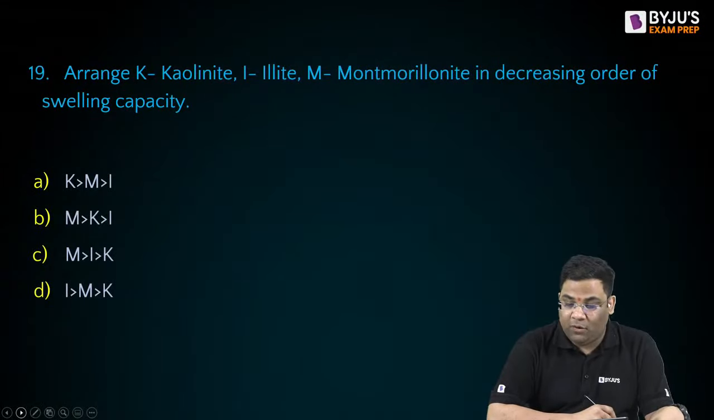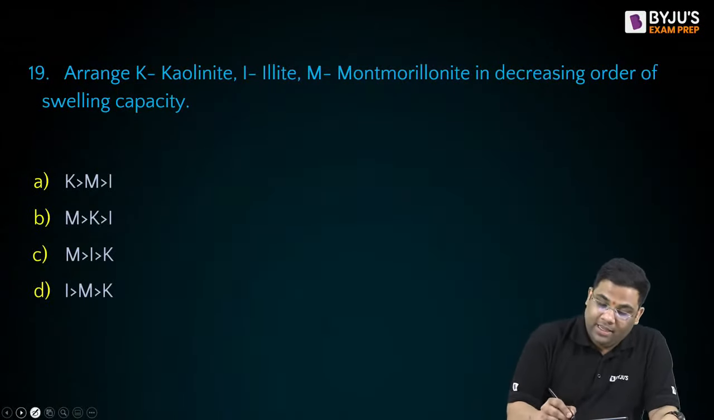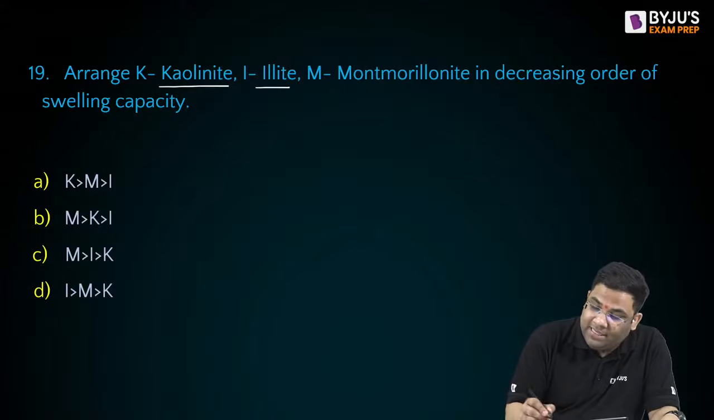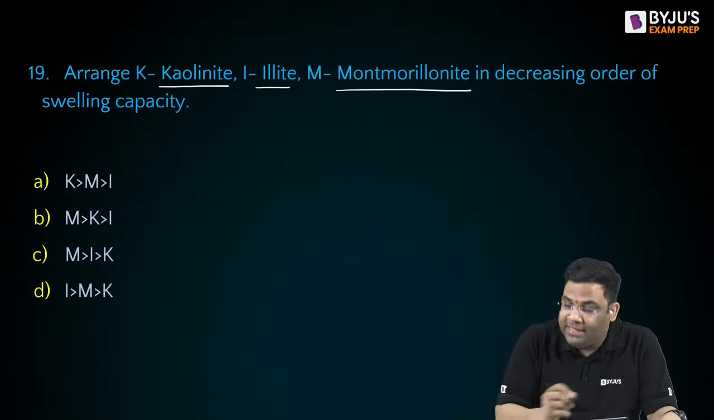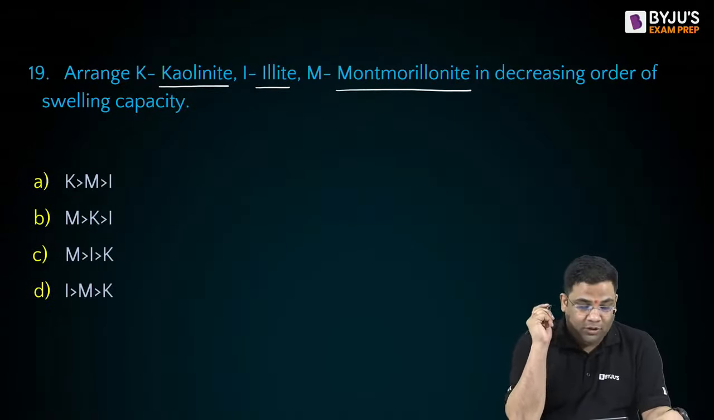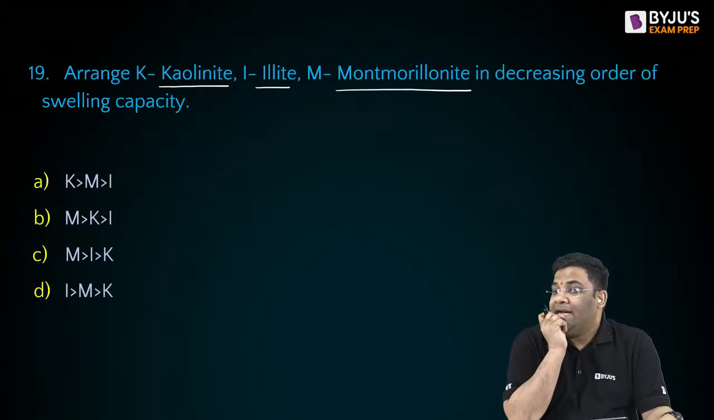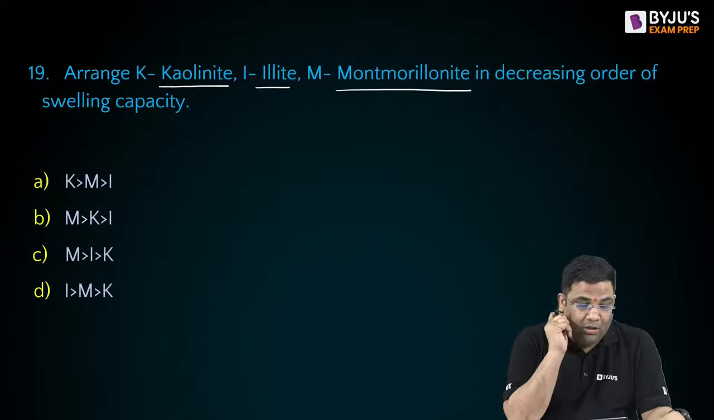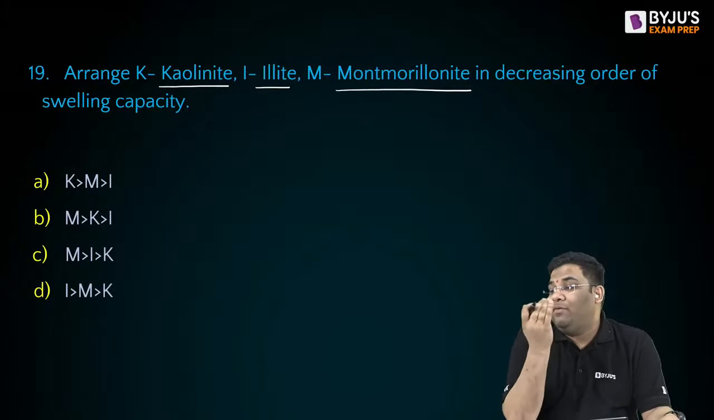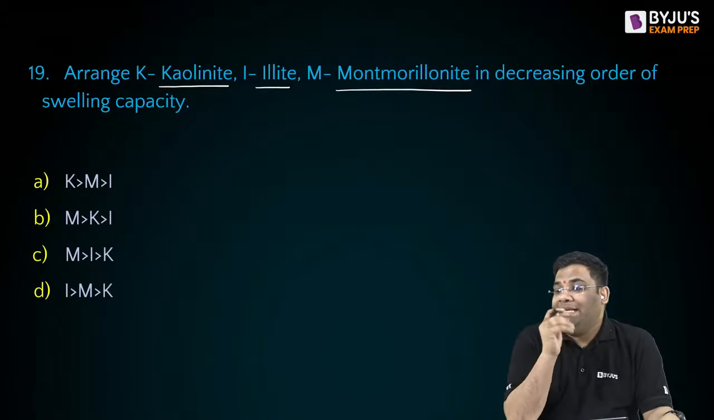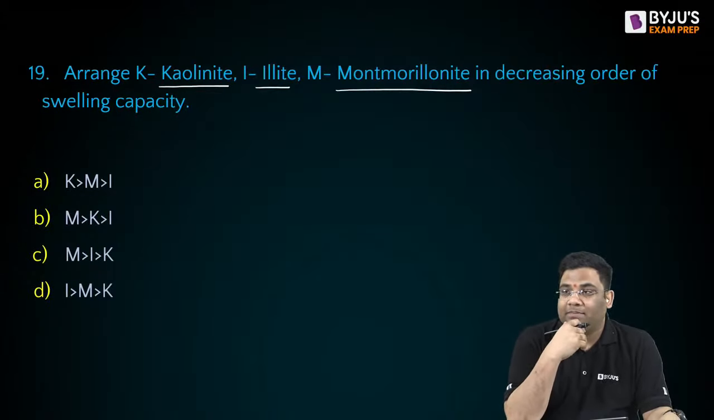Okay, arrange the following: kaolinite, illite and montmorillonite in the decreasing order of swelling capacity. Okay, these are clay minerals. So which of these has maximum swelling capacity? That will be first, then second, then third. So, decreasing order of swelling capacity.